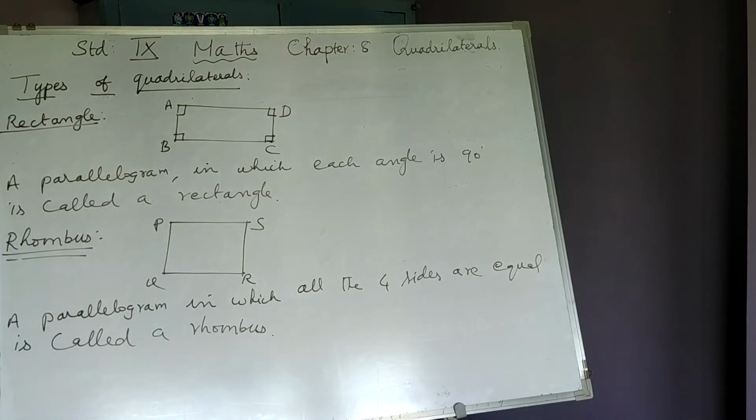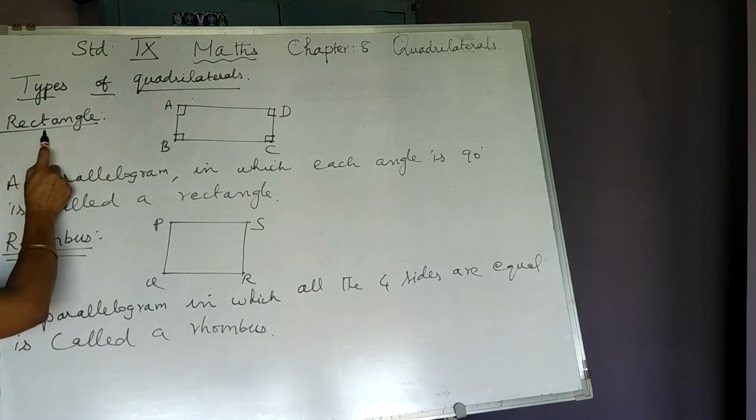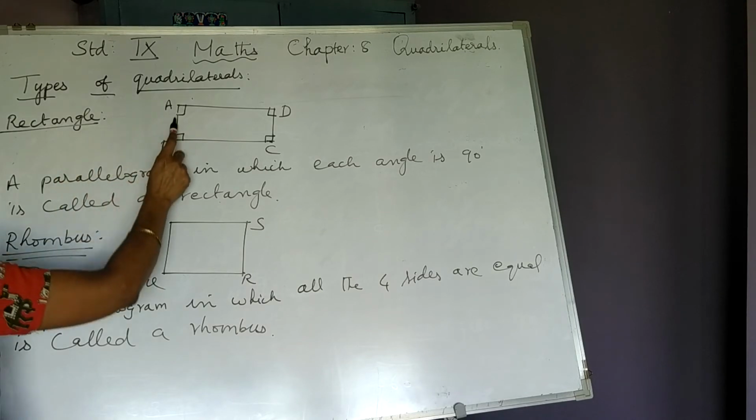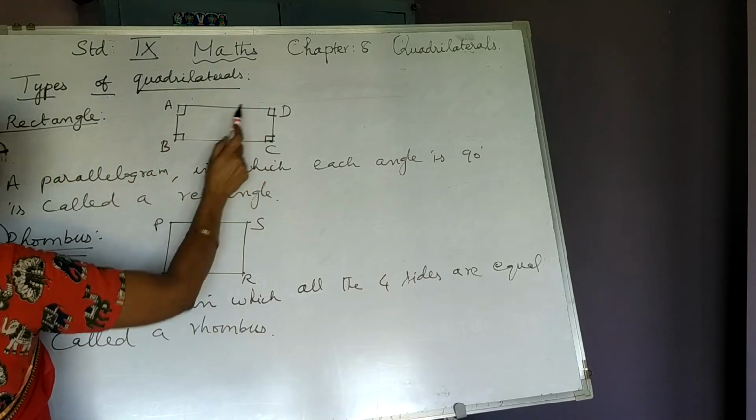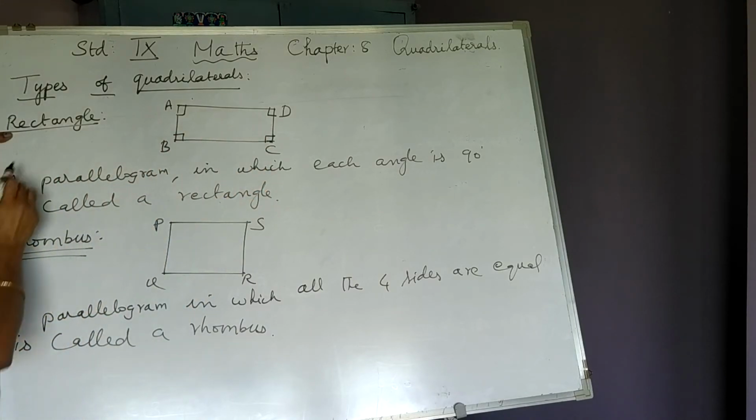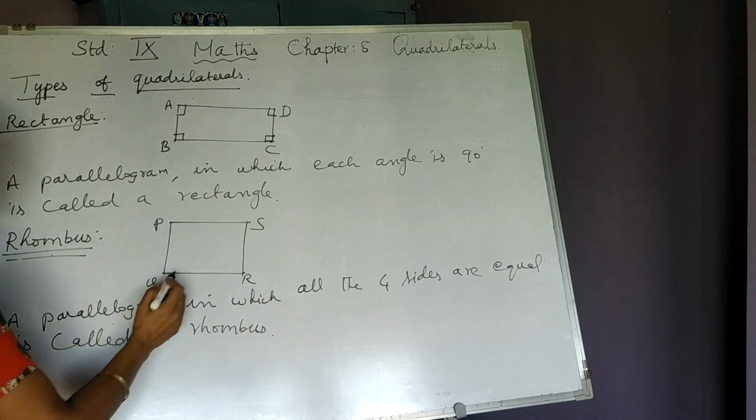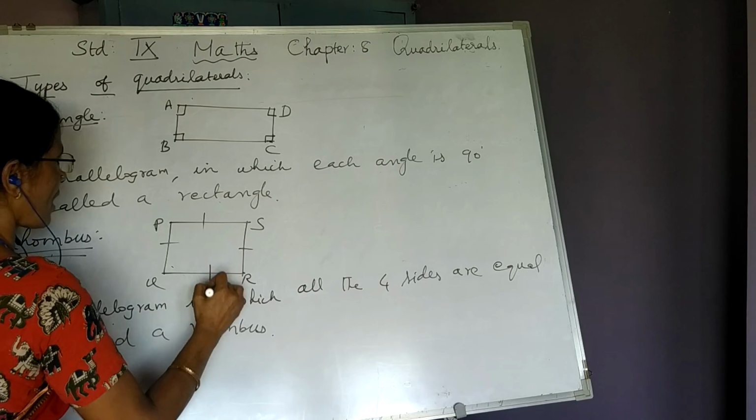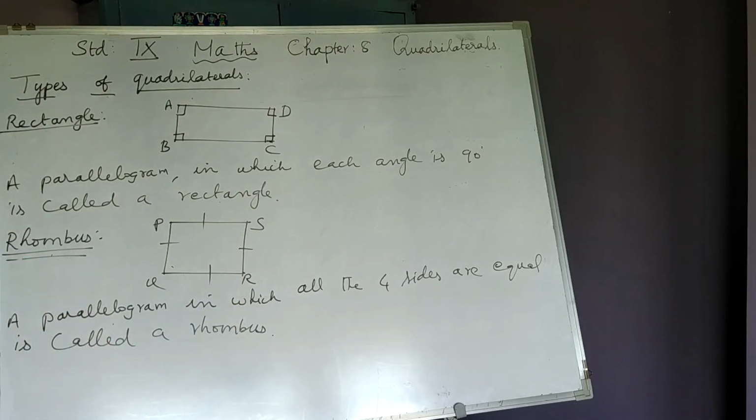Hope you understood. So this is the third type of quadrilateral we are learning. Rectangle is a parallelogram. If each angle is a right angle, the parallelogram is called a rectangle. A rhombus is a parallelogram in which all the four sides are equal. Then that parallelogram is called a rhombus.